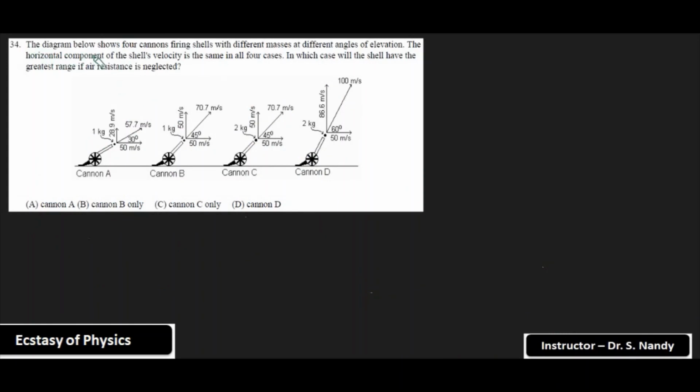So here it is given, the diagram below shows 4 cannon firing shells with different masses at different angles of elevation. The horizontal component of the shell's velocity is the same in all 4 cases. In which case will the shell have the greatest range if air resistance is neglected? So here basically we have to find out the range. The formula of the range is R equal to V square sine 2 theta by g in case of projectile motion.